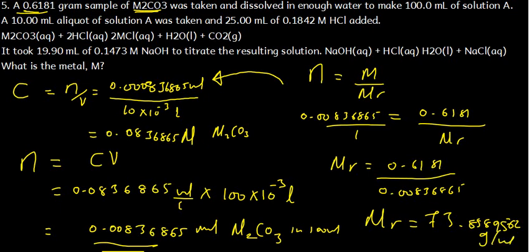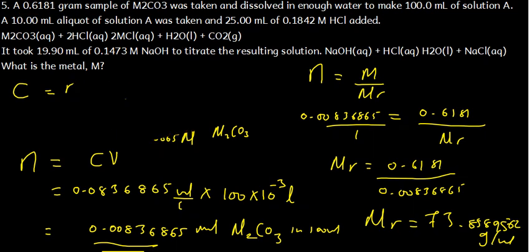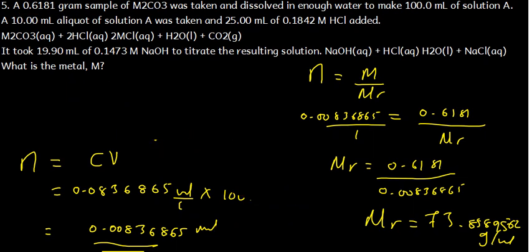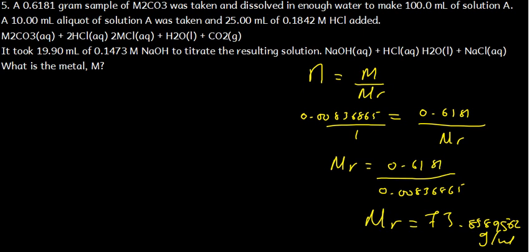Now I want to find the element M. So what will be this M then? If we know the molar mass of this compound, let's get the compound M2CO3. How do we find molar mass? Molar mass is to get first oxygen. There are 3 oxygens. We multiply by the molar mass of oxygen, which is 15.9994.